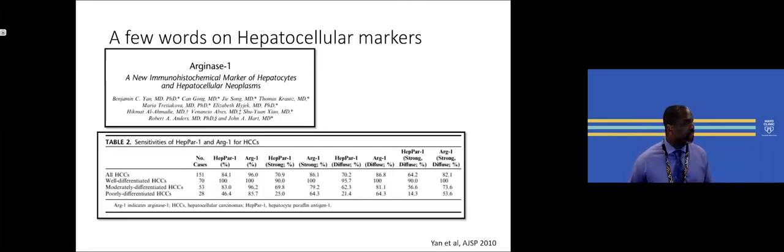So this brings us now to the hepatocellular markers, because I think this is the important area. Arginase is the hepatocellular marker, or IHC marker, that I like the most.